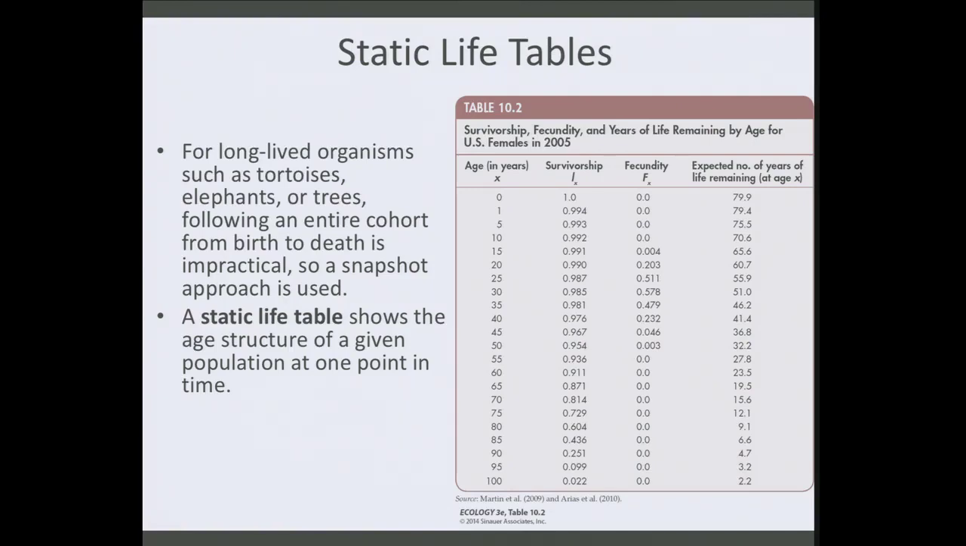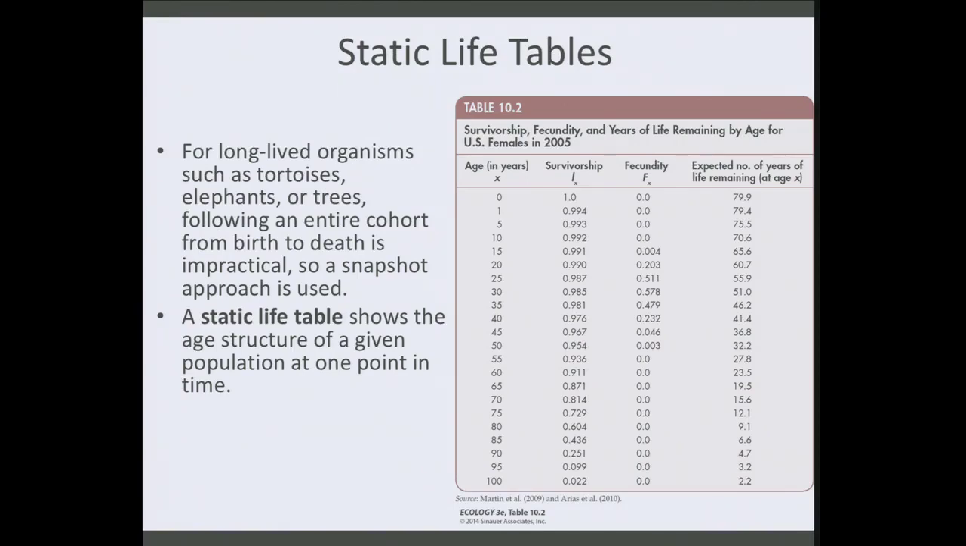So here's one of US females done in 2005, and they looked at age classes. They actually looked at 0, 1, 5, and then every 5 years up to age 100. And by doing a whole bunch of calculations and estimations, they could calculate what is the likelihood of you surviving, what is the likelihood of you reproducing, and how many years of life you on average expect to have left.